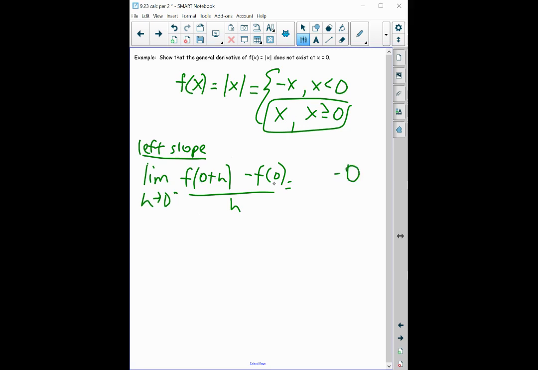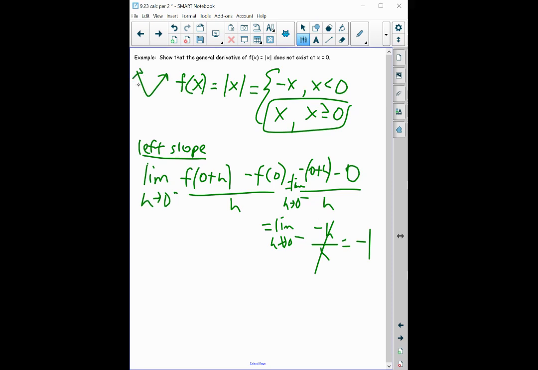If I plug in 0 plus h, now here is the clue, okay? I am coming from the left of 0 for the slope. So when I plug in 0 plus h, I'm actually going to plug it into the left function. So instead of negative x, I'm going to have negative (0 plus h). So now I have the limit as h approaches 0 from the left. And then I end up with negative h over h, which those cancel. It leaves me with a constant negative 1, which means the slope coming from the left is negative 1, which, if you think about absolute value, the slope on the left side is negative 1.